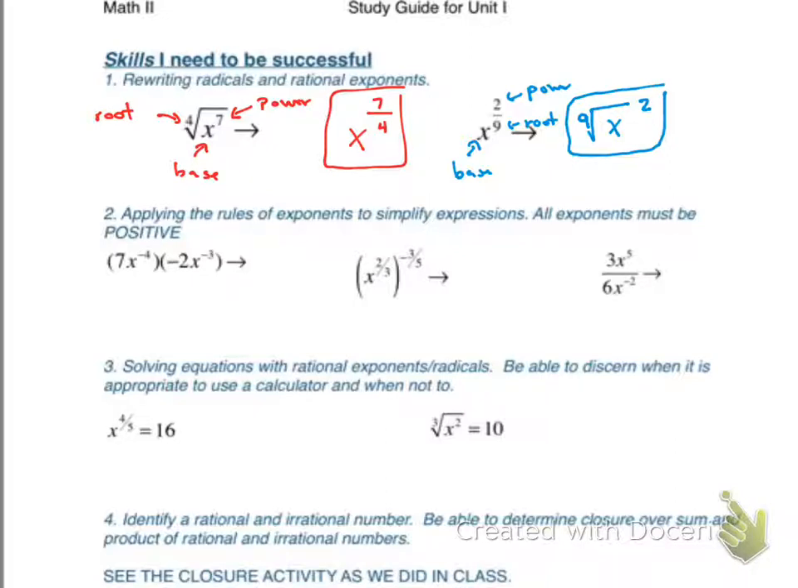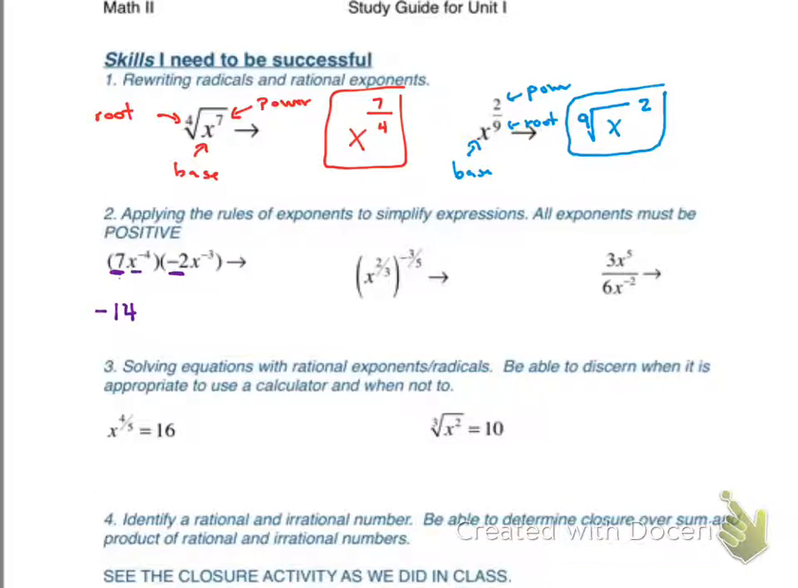Okay, going on to number 2. Applying the rules of exponents to simplify the expressions, all exponents must be positive. It's a good thing to write these rules down on your note cards. So we have 7x to the negative 4 times negative 2x to the negative 3rd power. First thing we're going to do is multiply the coefficients. 7 times negative 2 gives us negative 14.